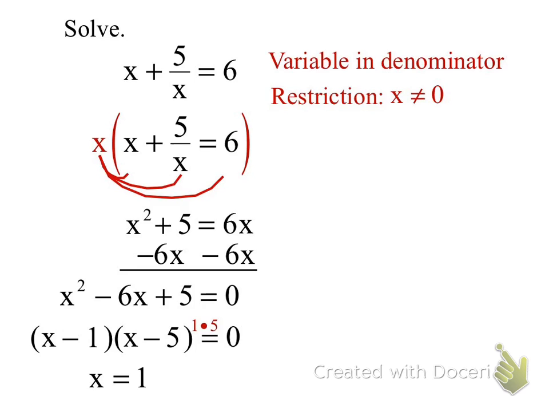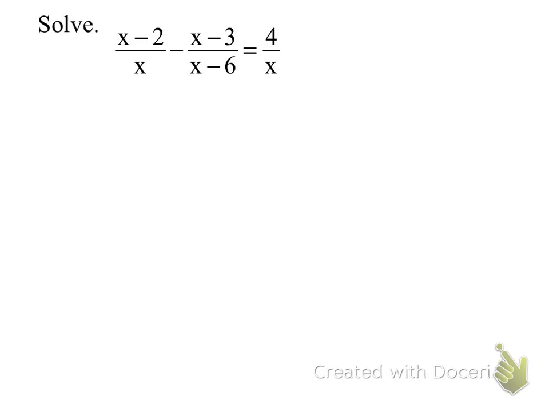Okay, questions there? Okay, any questions? All right, next one. Pause the recording. Start this one. Before you pause it, what are my restrictions? Kendall? 6 and 0. Excellent. Okay, go.